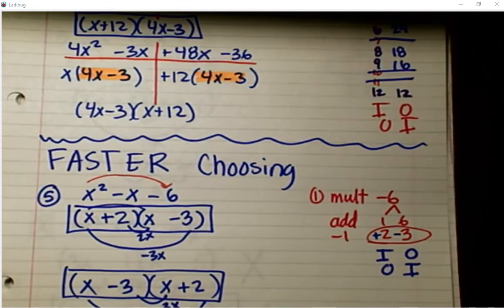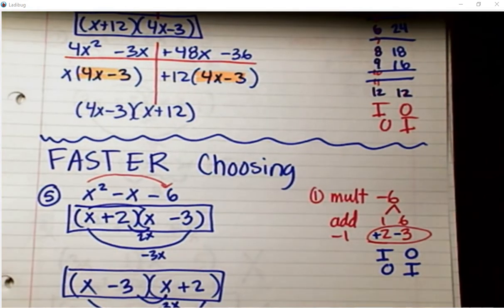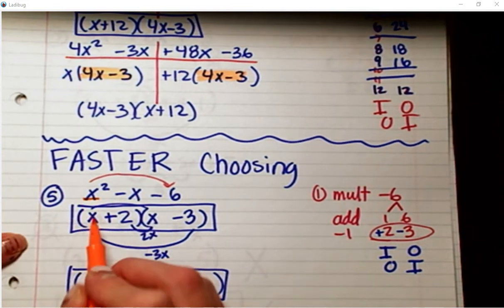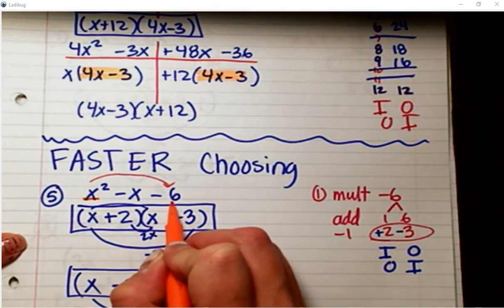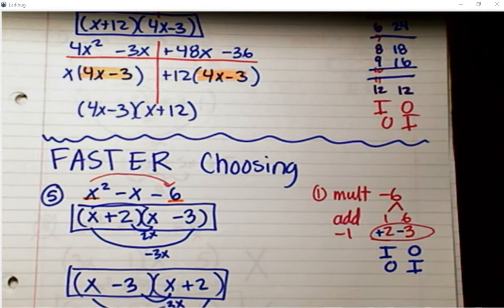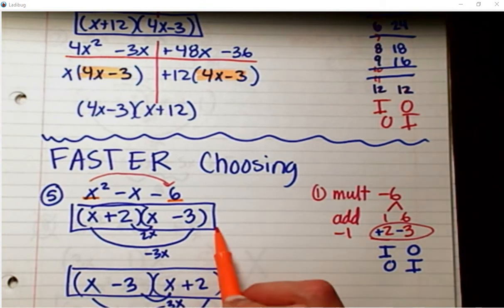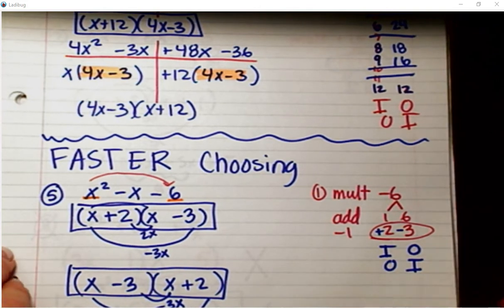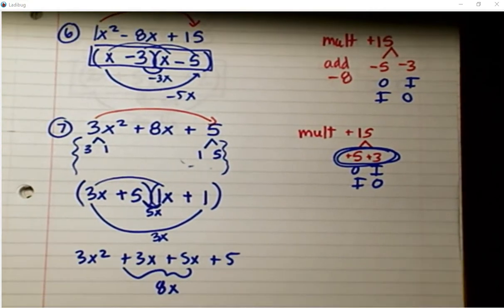sort of guess and check. And so this is what we're looking at here. Notice that there's only one way to multiply to get x squared, and that's x times x. And then you can look at the last term. Multiply to get -6. Add to get -1. And so we choose our numbers by looking at what numbers go together to get first, outer, inner, last. So we keep going, and as you get numbers in front, it gets a little bit trickier.